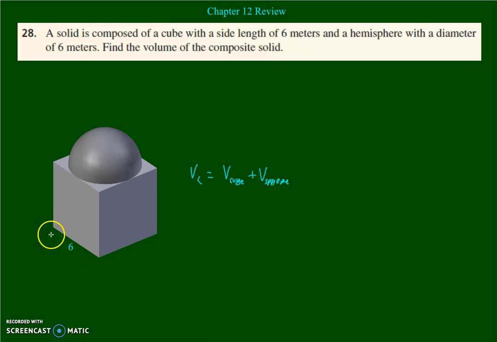Now that's going to be 6 times 6 times 6, which is 6 cubed, that's the volume of the cube, plus the volume of the sphere. Actually, it's the volume of the hemisphere, so it's going to be 4/3 pi r cubed, that whole thing divided by 2, because it's a hemisphere, so it's half the volume of the sphere. And since our diameter is 6, our radius is going to be 3.